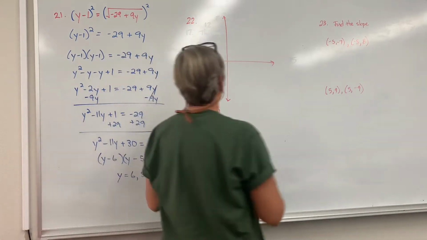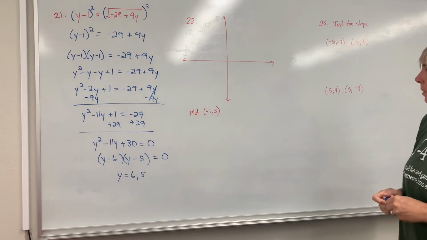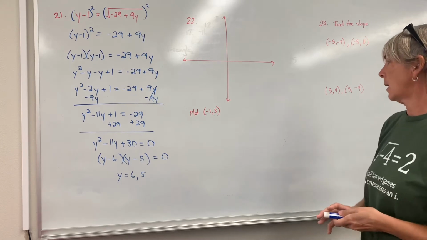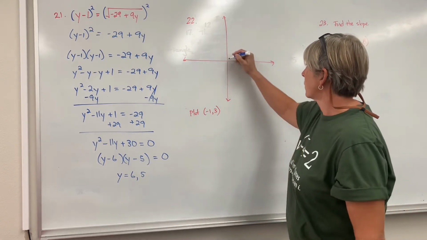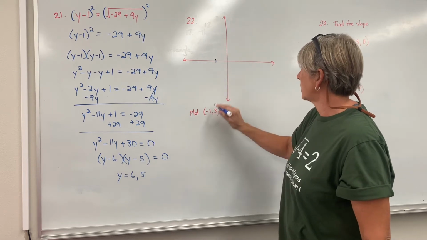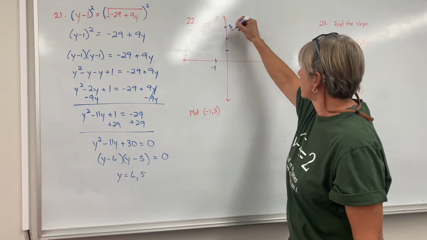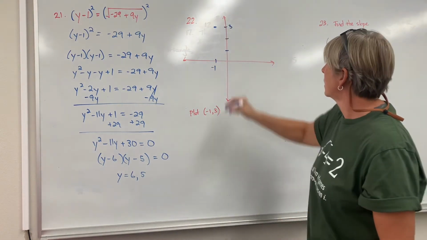All right, question 22 is pretty simple. I mean, this is like a review. Maybe they just want you to practice with the ALEKS tool, but they want me to plot the point negative 1, 3. So remember that the first number is in the x direction, and the second one is in the y direction. So negative 1, 3 would be right there.